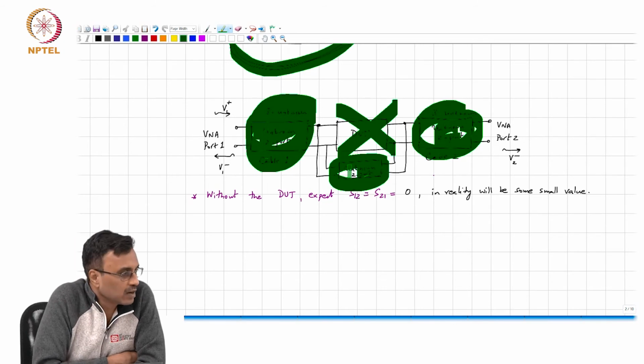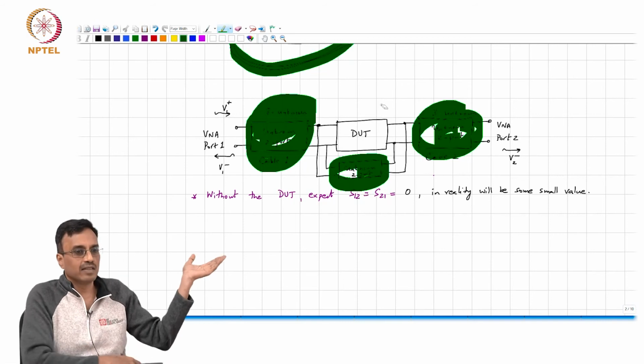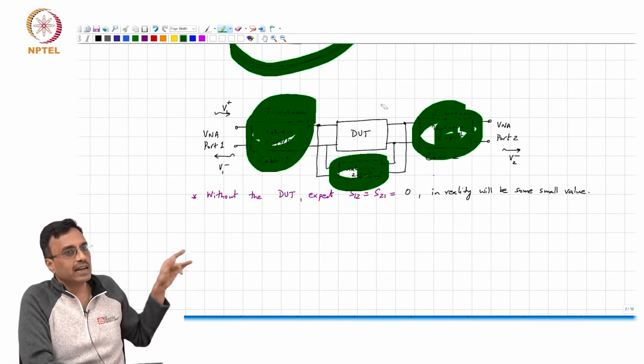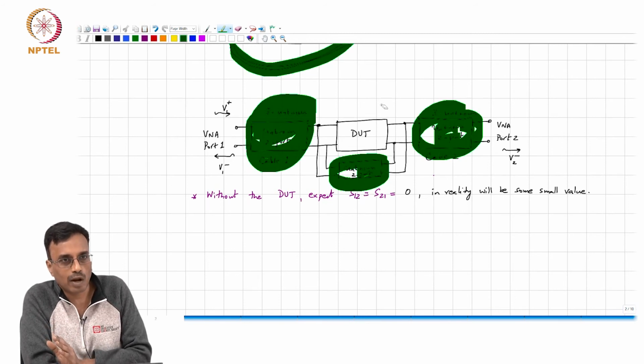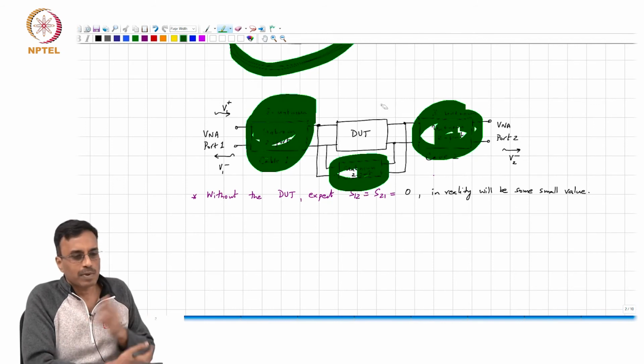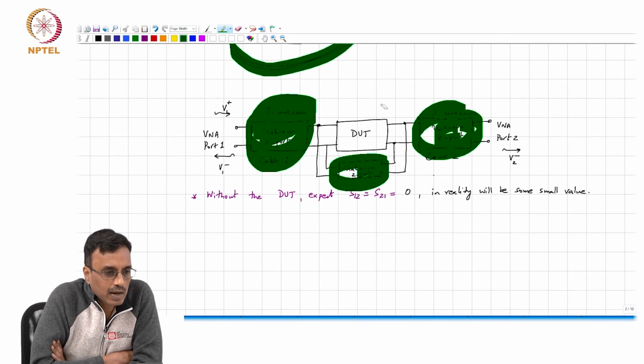A more sophisticated way of saying this is, clearly there is an error in this approach, in the sense that when you are calibrating the individual ports, you assume that the other port is not in the picture at all, right? That is clearly a problem, right? For many low frequency applications, up to several gigahertz, this probably is okay, right?